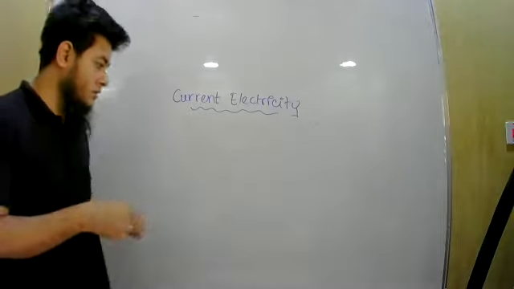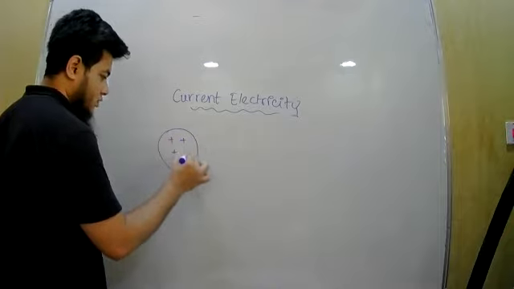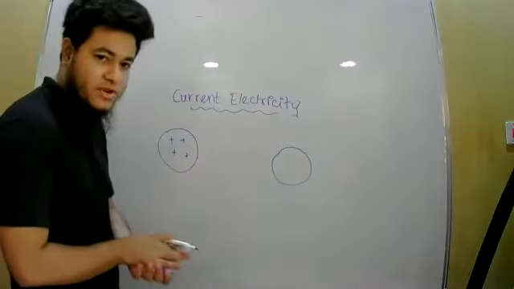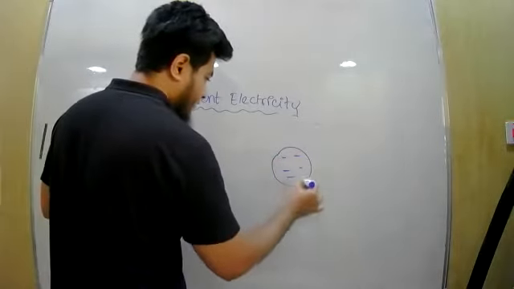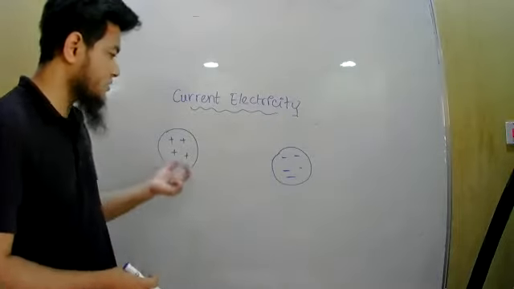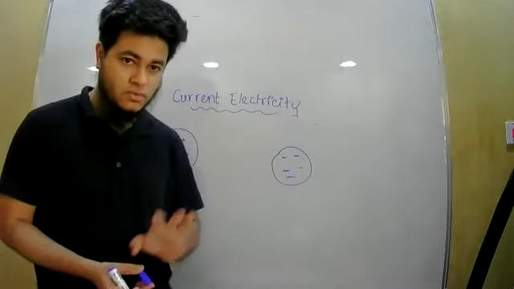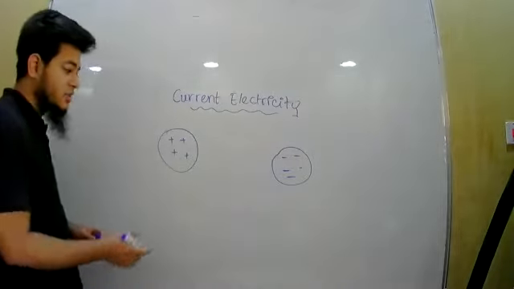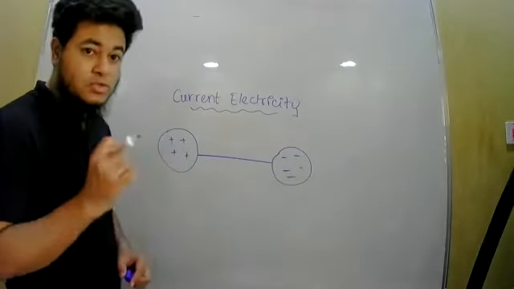Okay, so if you remember, we could actually charge an object by some process, maybe through friction or some other process. Let us say we have two bodies of opposite nature of charges. One is positively charged, another one is negatively charged. So definitely there will be some potential difference between them. We have already learned about potential difference, right? So if there is potential difference between them, and then you connect them through some conductor.